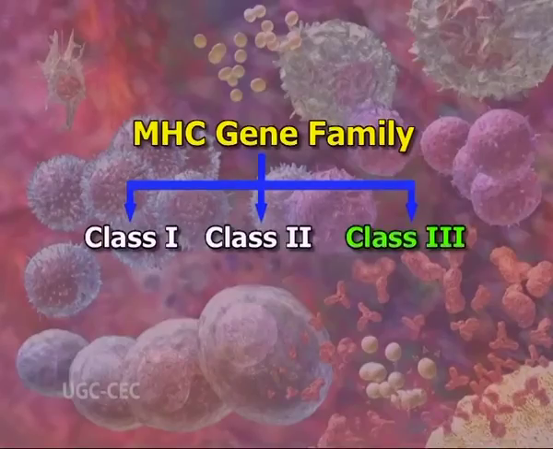Next is class 3 molecule. Class 3 molecules have physiological roles unlike class 1 and class 2, but are encoded between them in the short arm of human chromosome 6. Class 3 molecules include several secreted proteins with immune functions, like components of the complement system, cytokines and heat shock proteins.